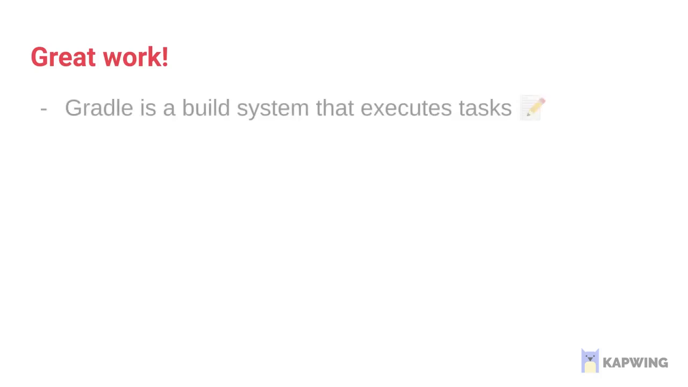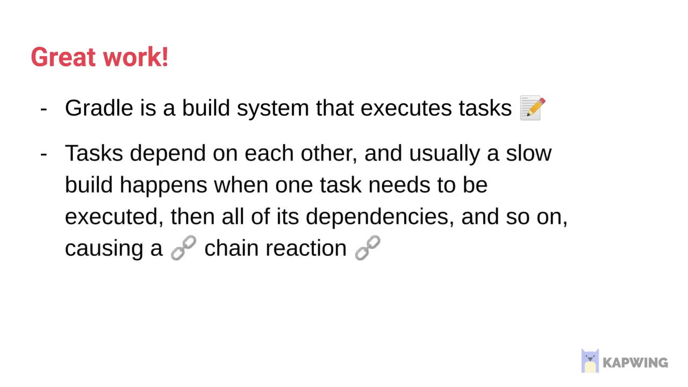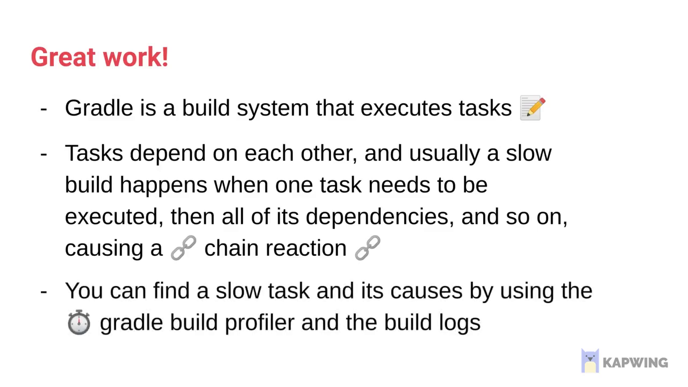So, that's it. Thanks for following along. Let's recap what we covered here. Gradle is a build system that executes tasks. Tasks depend on each other, and usually a slow build happens when one task needs to be executed, then all of its dependencies, and so on, causing a chain reaction. You can find a slow task and its causes by using the Gradle build profiler and the build logs.